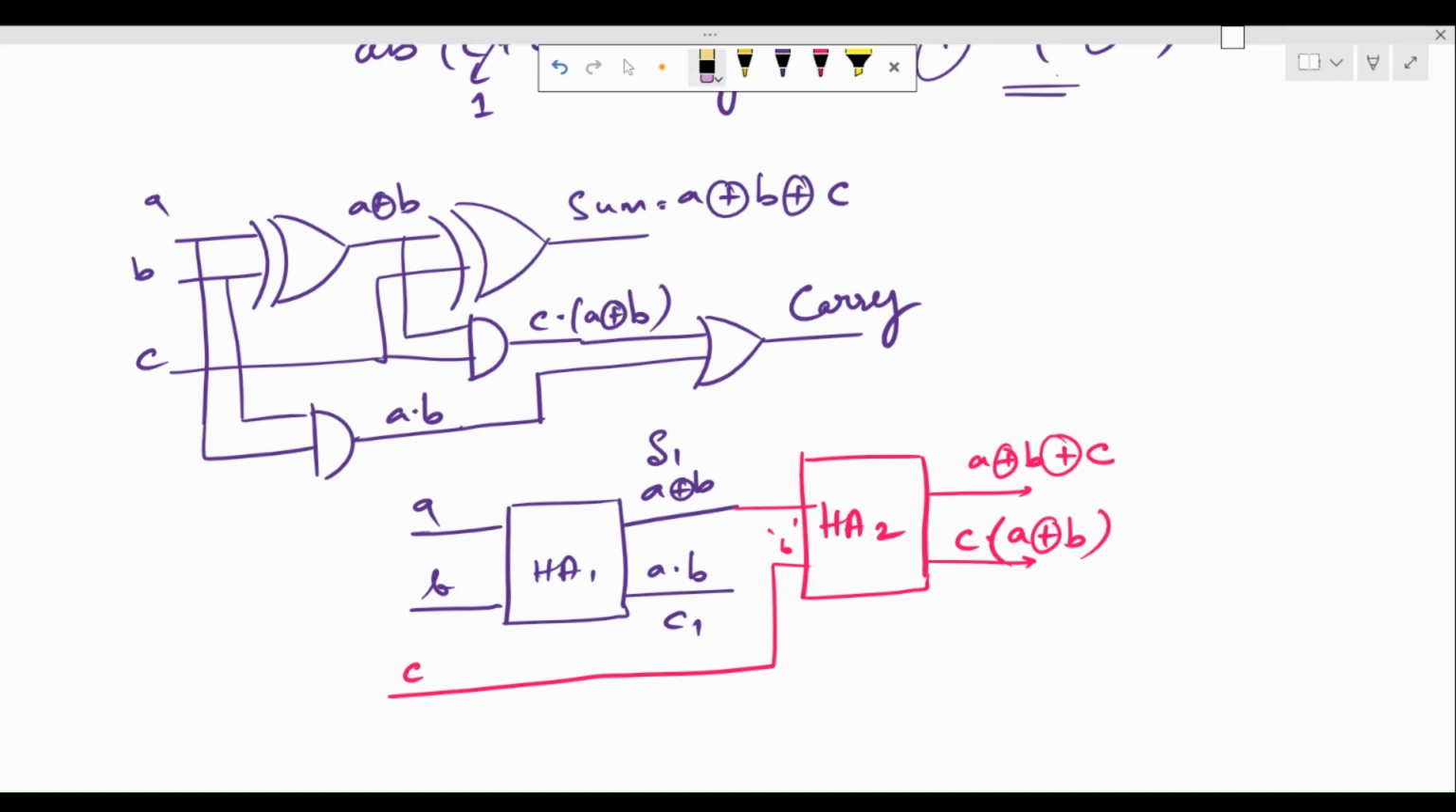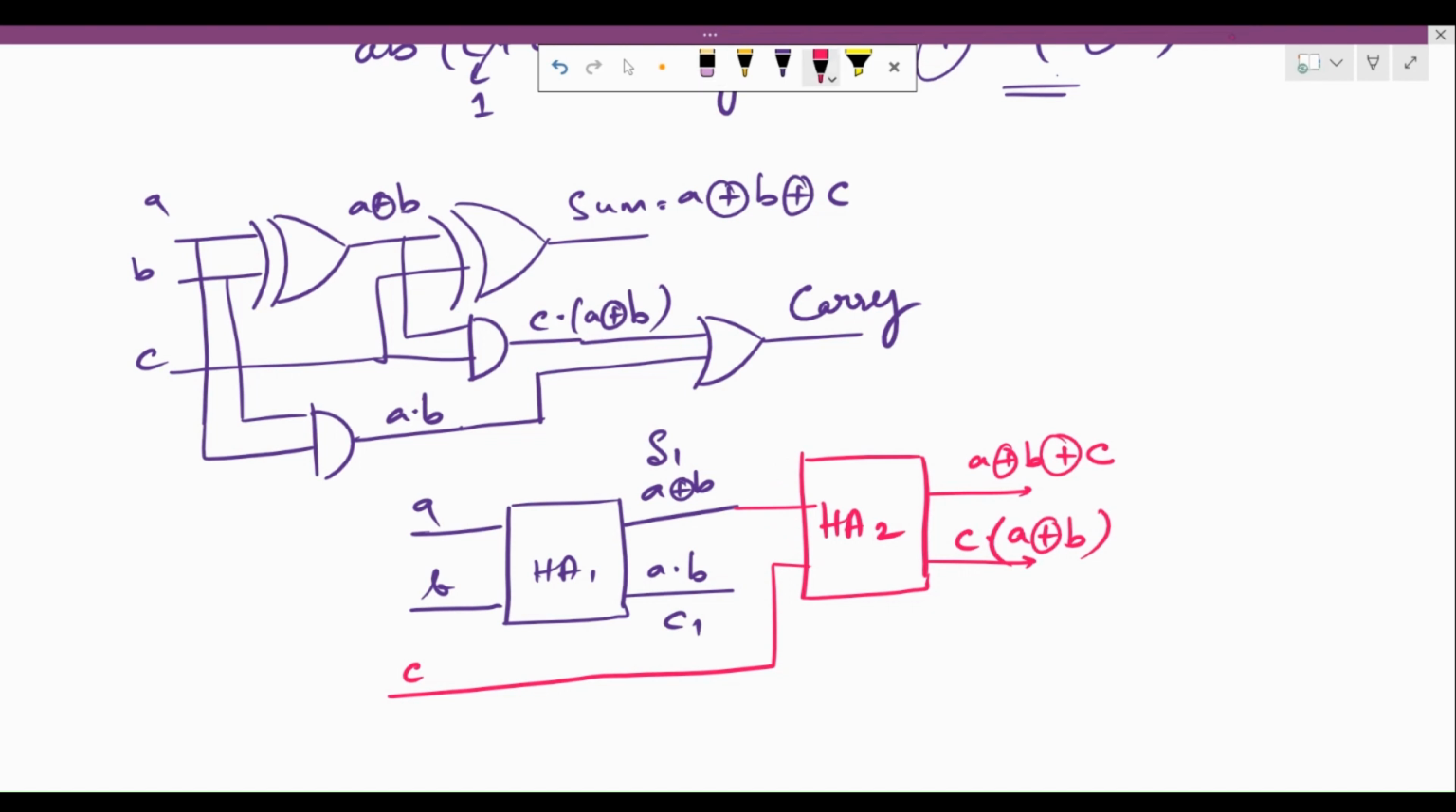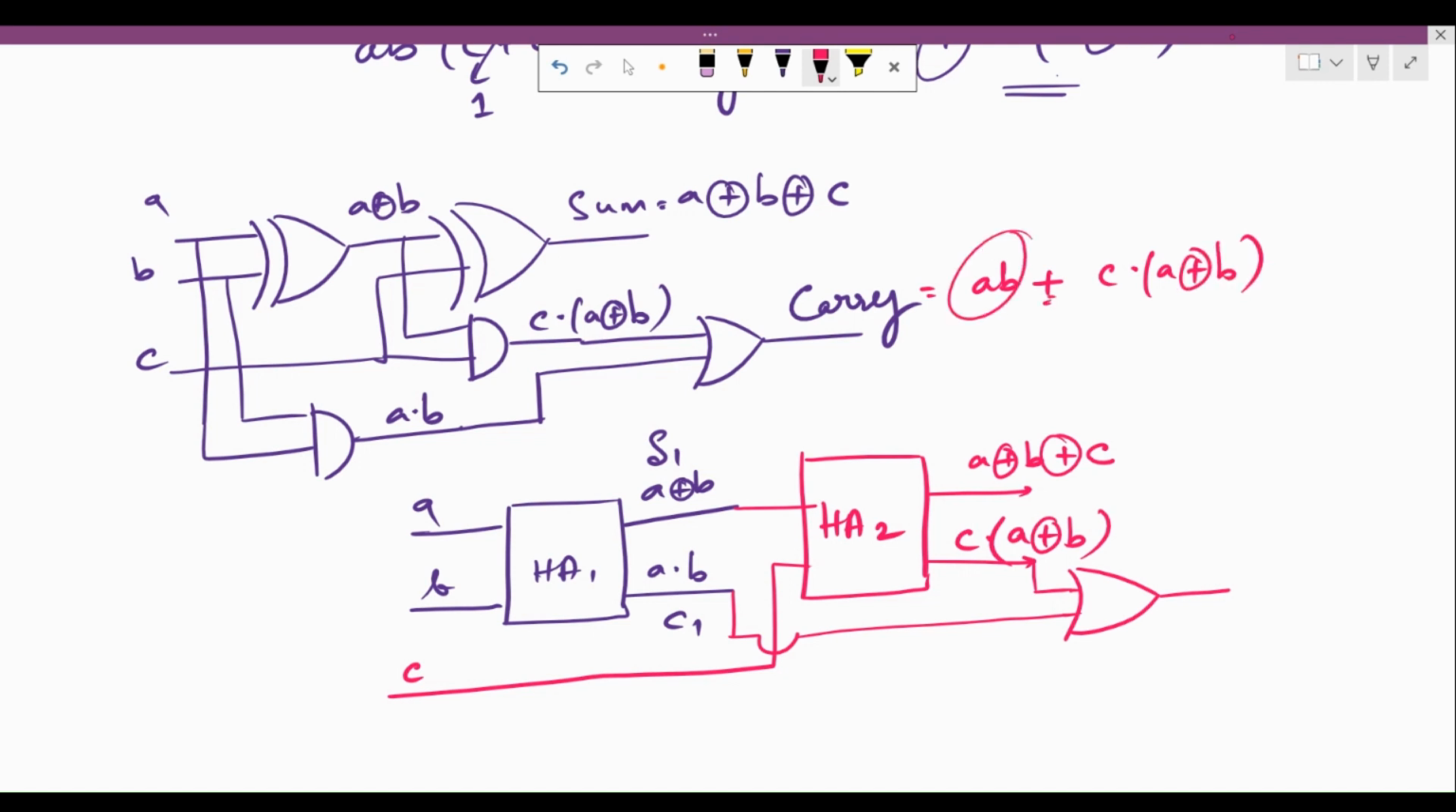So therefore, now we can write out the overall carry for this full adder by using an OR gate with this carry of the half adder 2. So why do I need to do this? Because the expression for carry is AB ORed with C dot A XOR B. So I need to include this with an OR gate. So the AB comes out from the first half adder, which is ORed with C dot A XOR B, which is the carry of the second half adder. So this is the overall carry of my full adder, and this is the overall sum of my full adder.